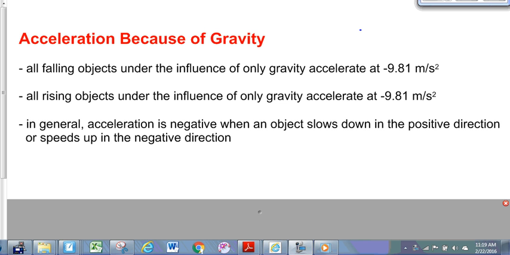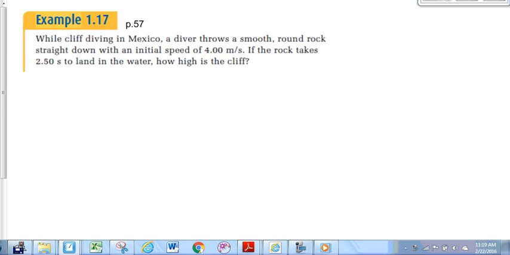So in a sense, it's easier than the problems we've already done, because we use the same 5 equations, the same technique for solving them, but now we know in every single question the acceleration is negative 9.81 meters per second squared. We have an automatic given. Even if we're not told that in the question, we know that a is negative 9.81 meters per second squared.